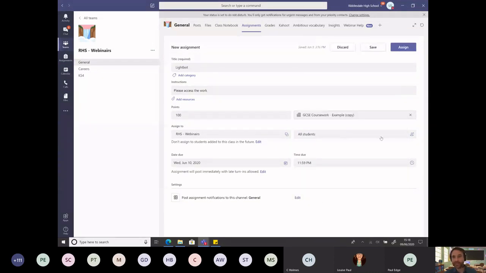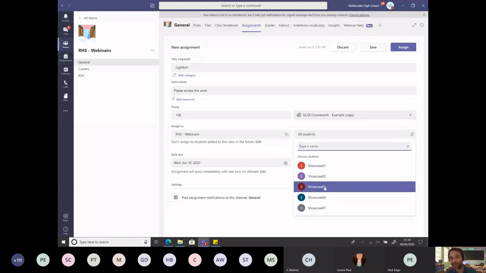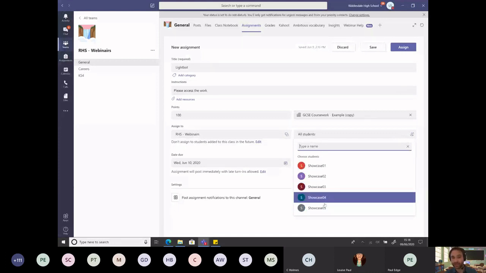And then you can decide on the students. So I can, for example, click all students, or I can send different pieces of work to different students. And we apply an approach: basically, we teach to the top at Ribblesdale. So every single student's given that work. We just scaffold it in different ways to ensure that students can achieve the best outcome that they possibly can.